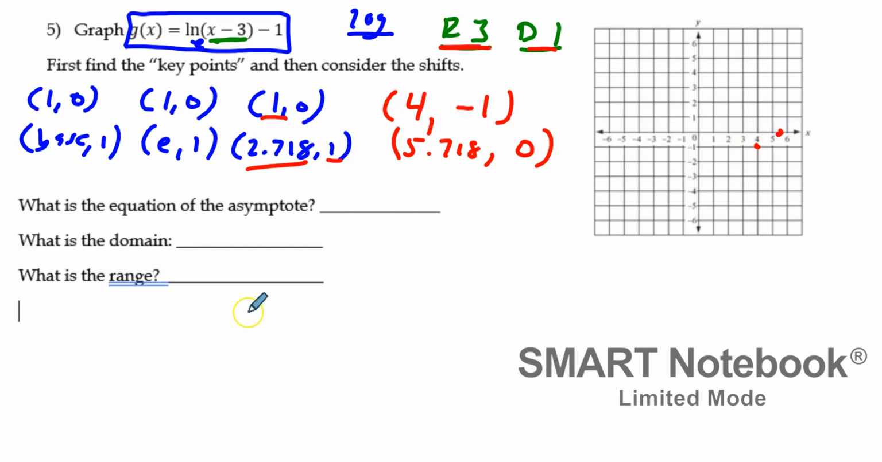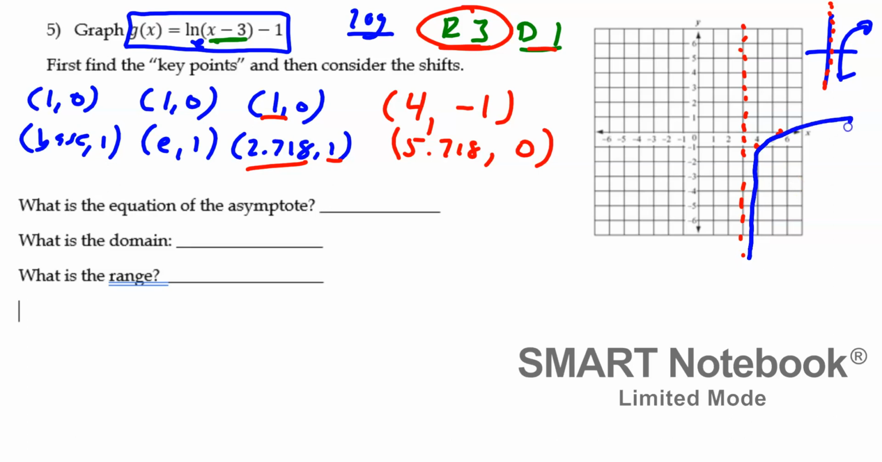In the parent function of any kind of log, again, the graph looks like this, and the asymptote of the parent function is on x equals 0. So now, if it's x equals 0, we shifted to the right 3 units, which means that my asymptote is now right here. So if I go close to the asymptote and connect my 2 points that I have, my graph would look like this.